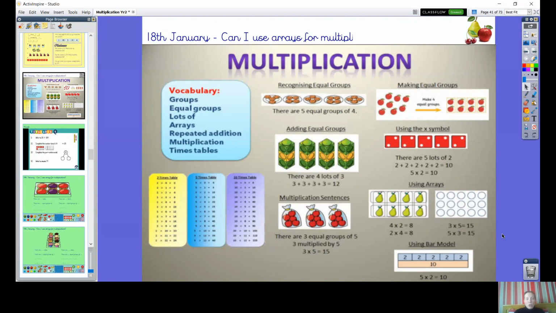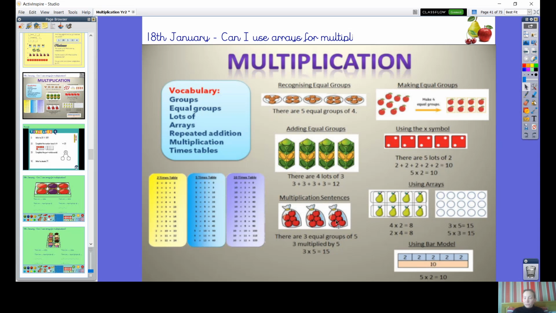So this morning we're going to continue with our multiplication unit. Reminding ourselves of our vocabulary, we have got groups, equal groups, lots of, arrays, repeated addition, multiplication and times tables. So far we have done lots of recognising our equal groups and making those groups. We've started to add them together and introduced our multiplication symbol.